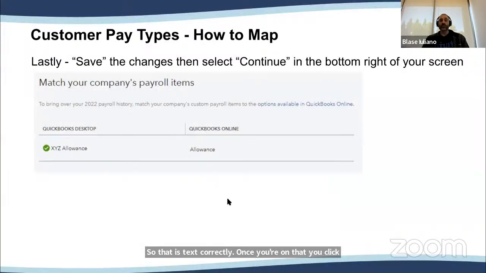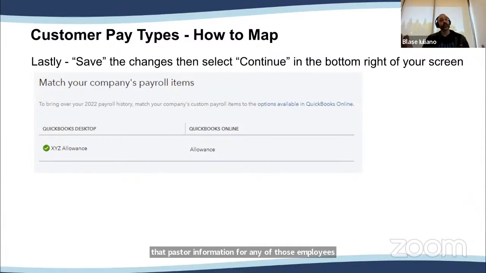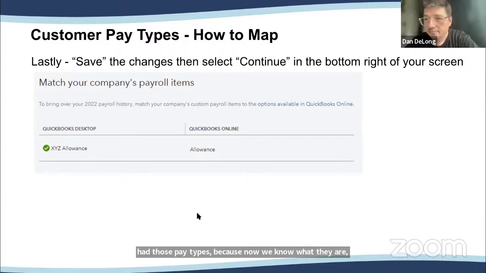And in the background, we're actually going to reprocess your entire payroll data based upon how things are now mapped over, which therefore allows us to bring over all that pay history information for any of those employees that had those pay types, because now we know what they are, we know what they're meant to be. That's something that's new, because when I was there, it did not have that in the payroll migration.